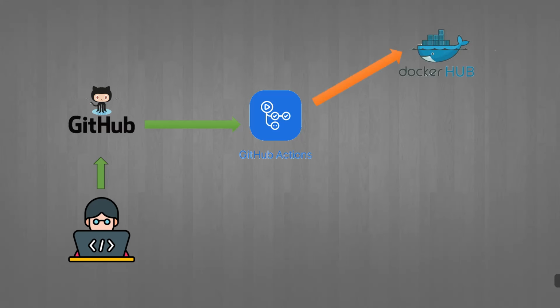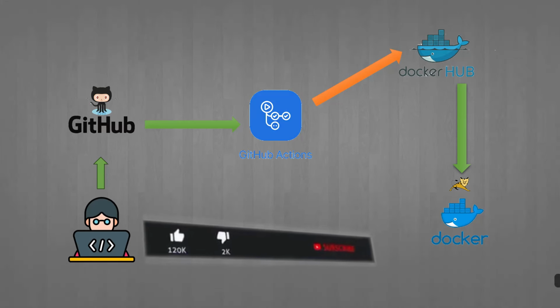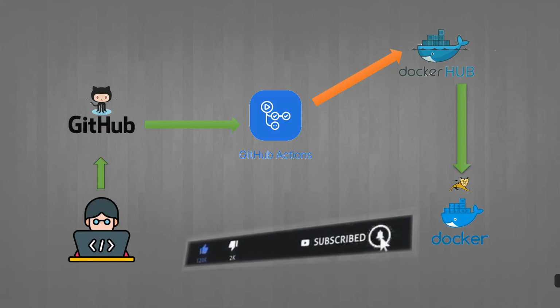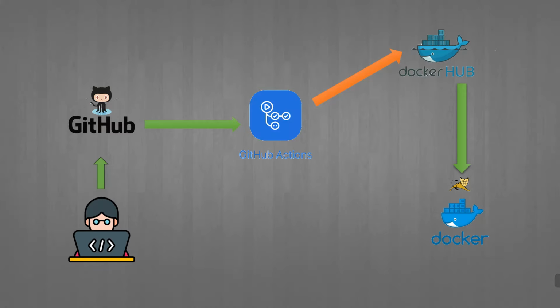Then the CD part is to automatically pull the image and create a container. The Docker container I will use here is the Tomcat image. So it will pull the image and create a container. So let's start the demo.